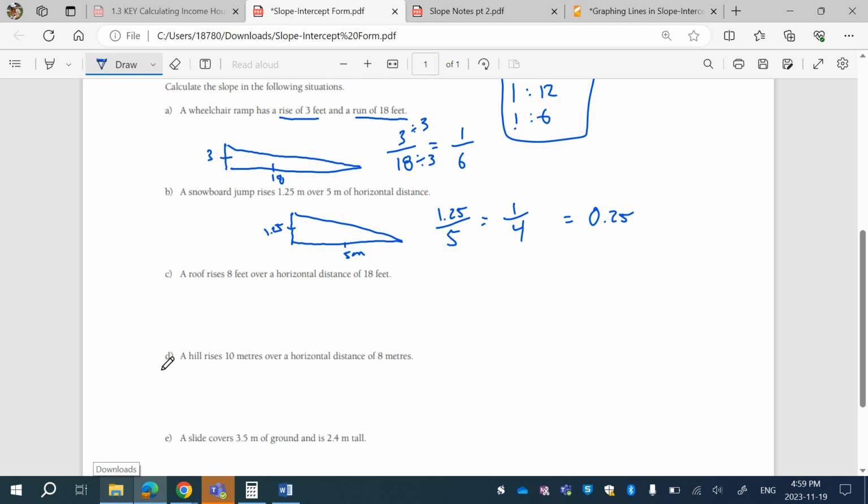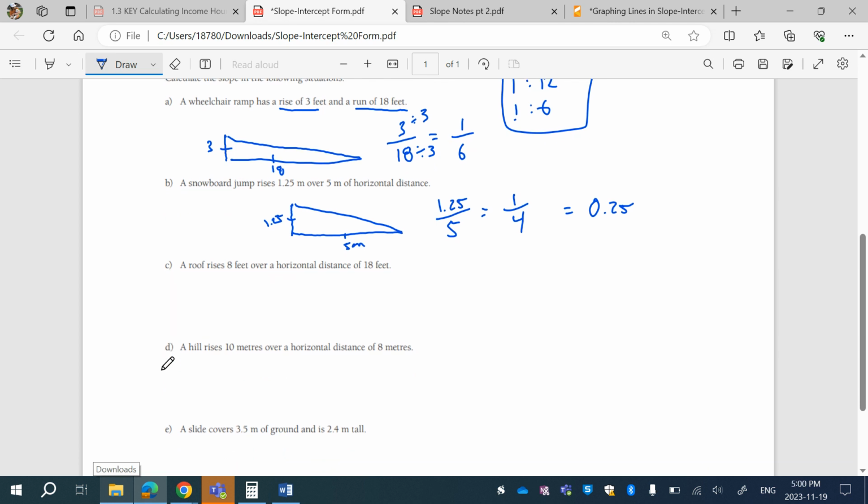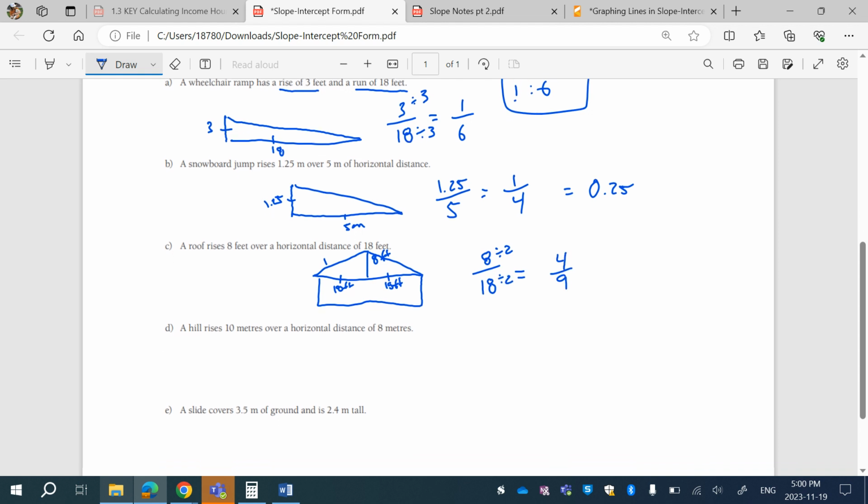Okay, let's do the next one. We're just doing rise over run. A roof rises 8 feet over a horizontal distance of 18 feet. So we probably have a house that looks like this, and we have an 8-foot rise, 8 feet. And the run that way, and probably that way as well, would be down here, 18 feet and 18 feet. I mean, who knows what the building looks like. But essentially, we have a rise of 8 over a run of 18. We can reduce each of these by 2. We get 4 over 9.